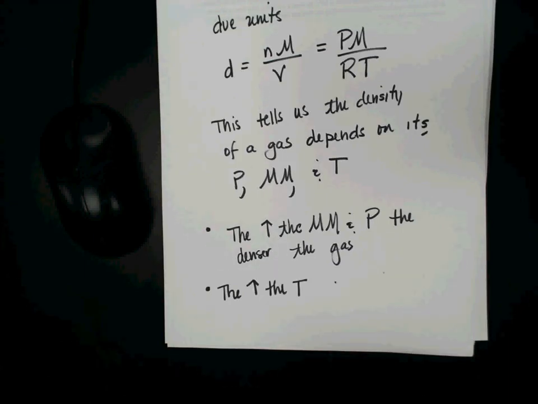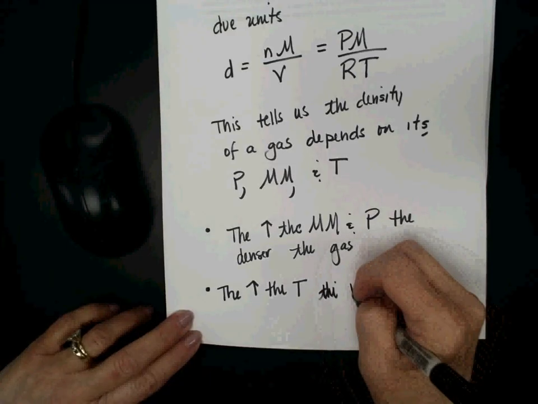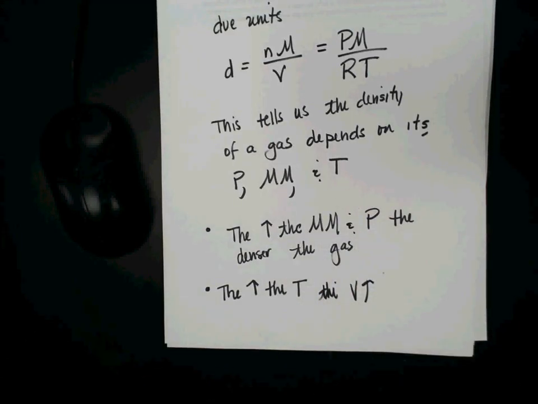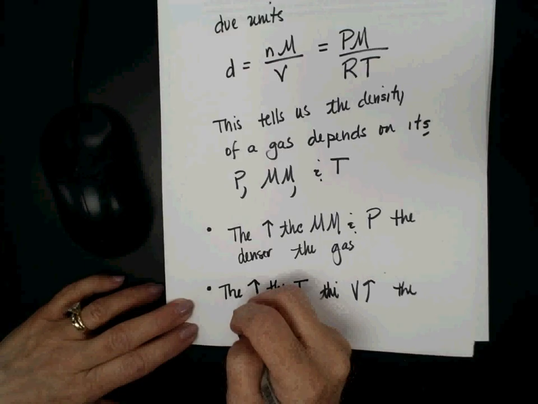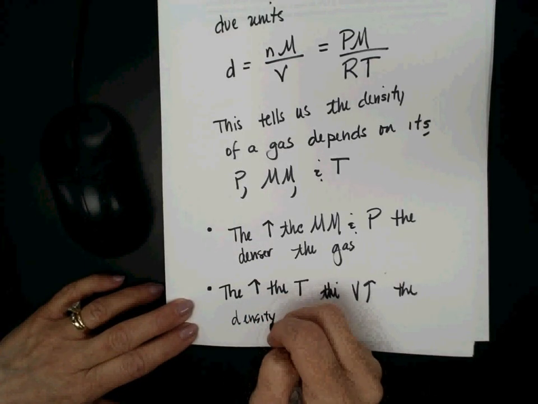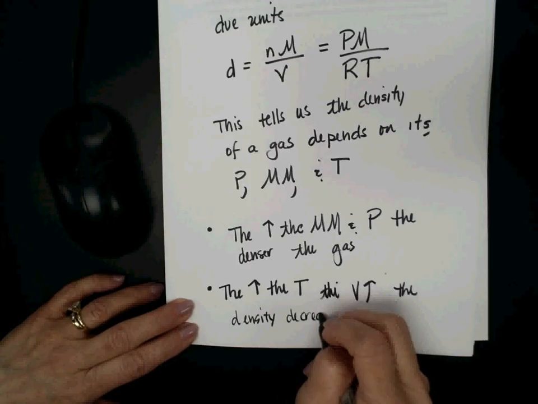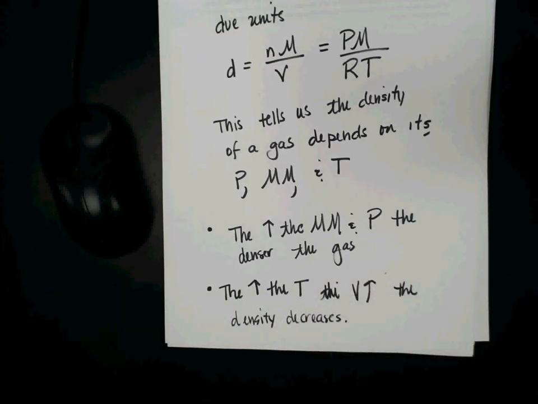Okay, so when the temperature goes up, the volume increases, which does what to the density? Now my volume got bigger. Did I change my mass? No, so I'm dividing the same number, the same M, by a bigger V. So what happens to my D? It's smaller. Yeah, it gets smaller. The density decreases.